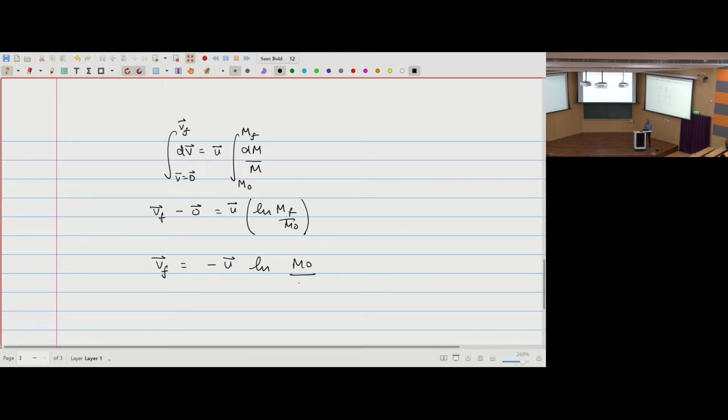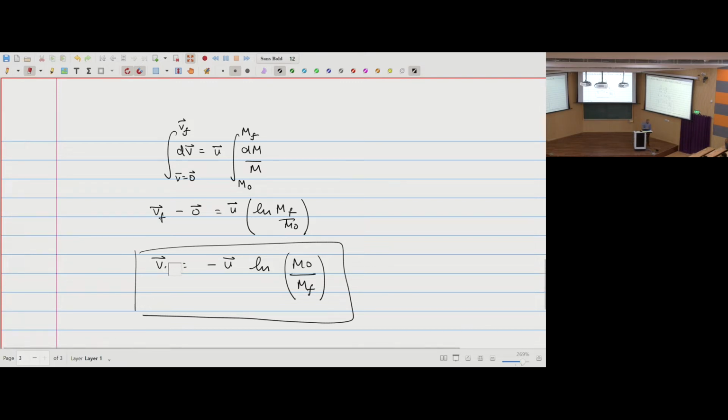I know that m naught is larger than m final, right, because the fuel is burning. So, I would rather keep m naught in the numerator, because m naught by mf is greater than 1. So, this is the expression for the final velocity as a function of u, m naught and m. So, I can now remove f. So, that is the velocity at any time given the mass at that time.